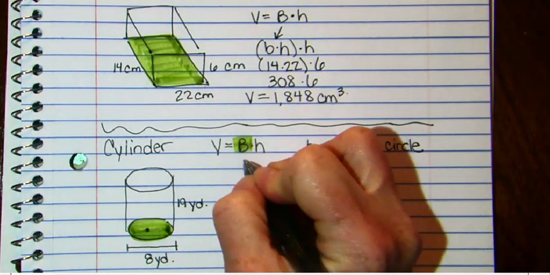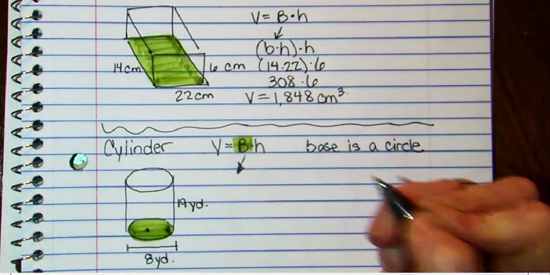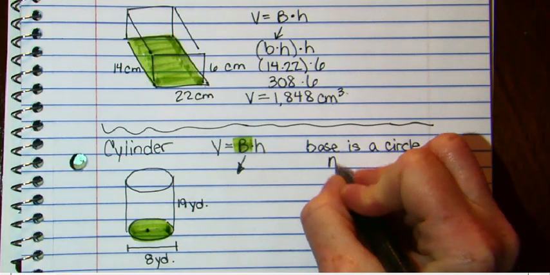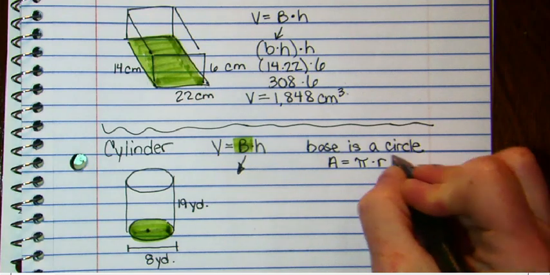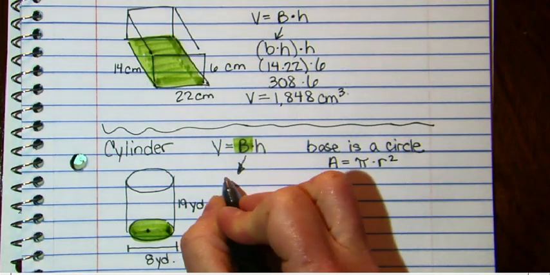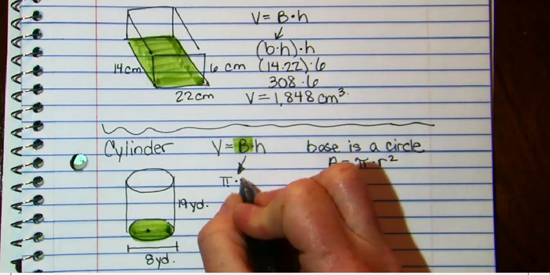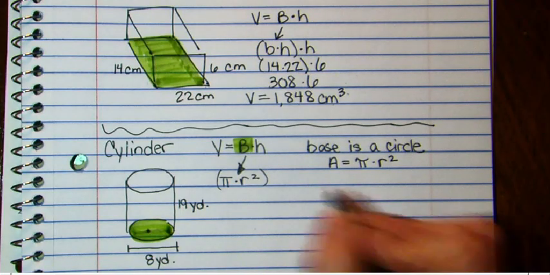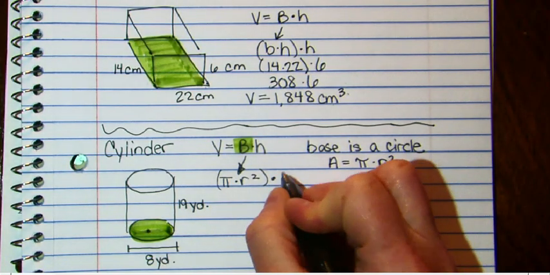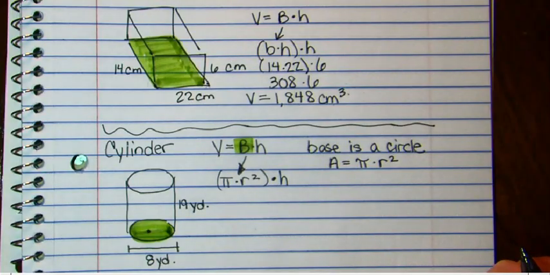So in order to find the area of this base, the area of a circle equals pi times r squared. So we're going to write that over here. Pi times r squared is going to be the area of my base, and then whatever we get there, we will times it to the height.